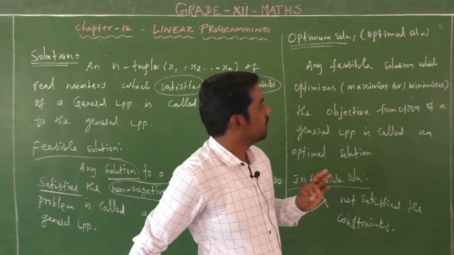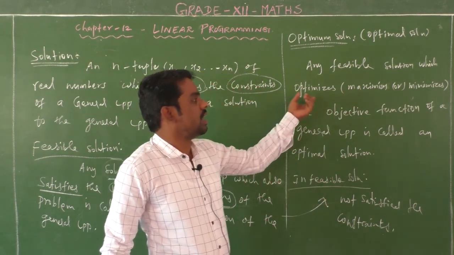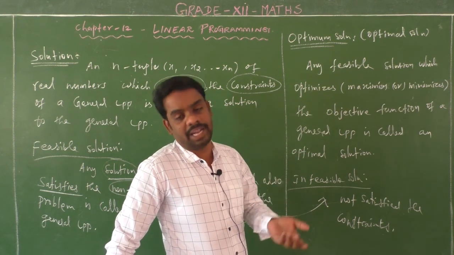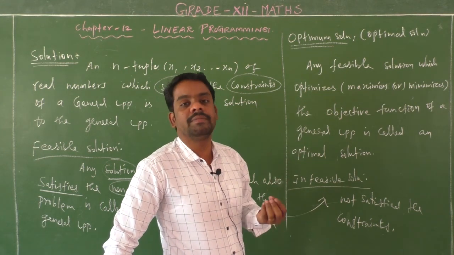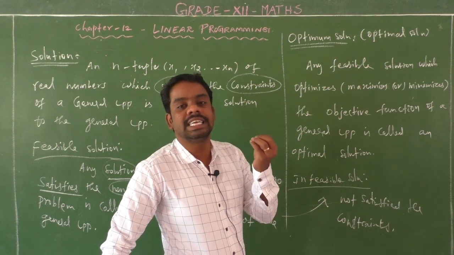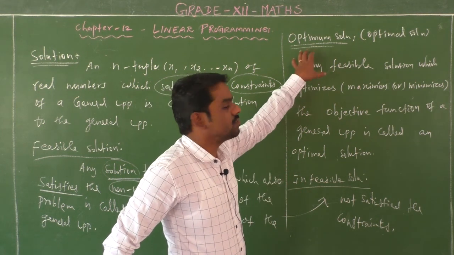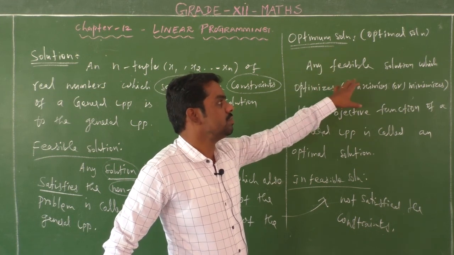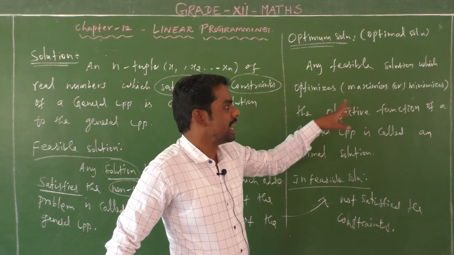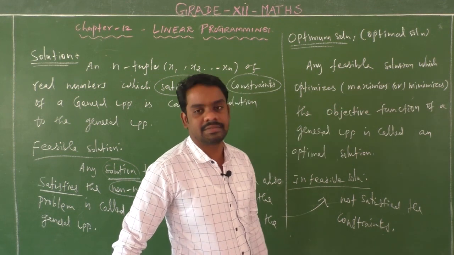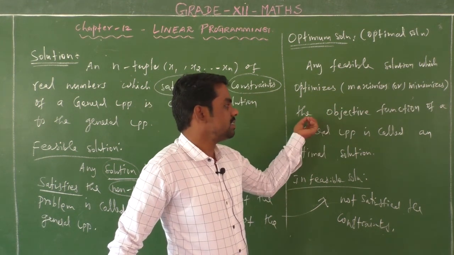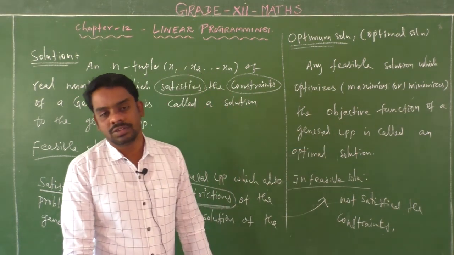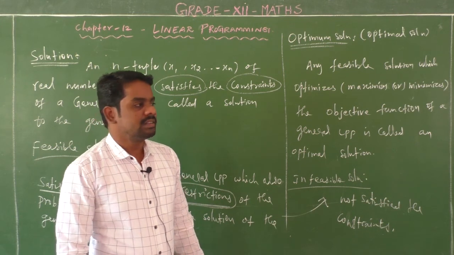Any feasible solution which optimizes, that means optimum means maximum or minimum, the given objective function z is called an optimum solution. So any feasible solution which maximizes or minimizes the objective function of a general LPP is called an optimal solution. Okay, first one, solution.